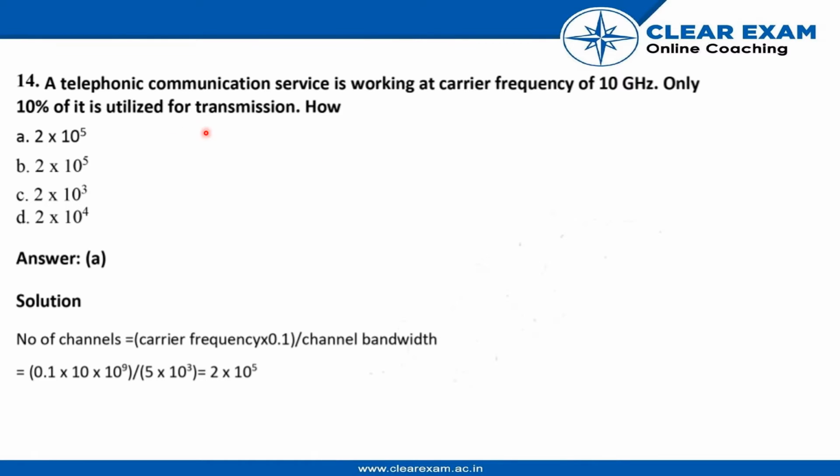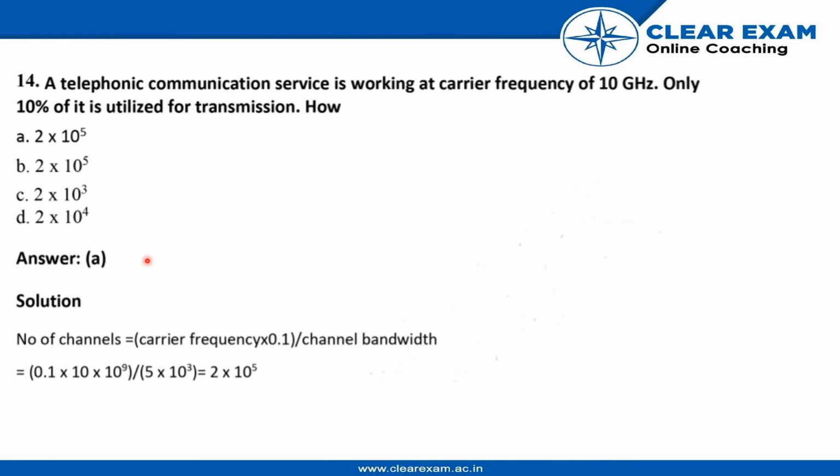So as the question says, a telephonic communication service is working at a carrier frequency of 10 gigahertz. Only 10% of it is utilized for transmission. Okay, so we have to find the number of channels, right?